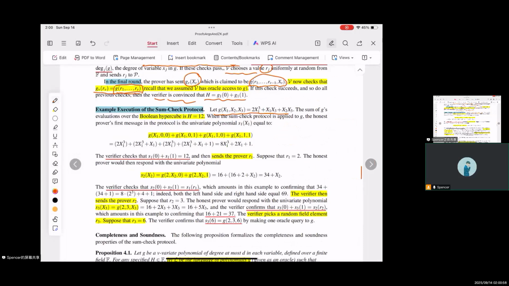So the degree is not as easy as 3. The sum of J's evaluation. So what is the sum? The sum should be over all possible inputs. We take all possible inputs to this polynomial and get its result, and H should be 12.